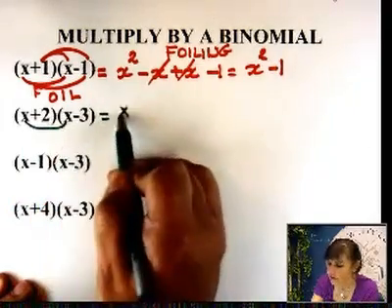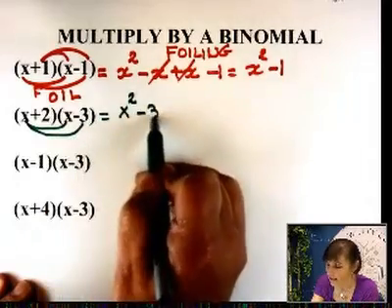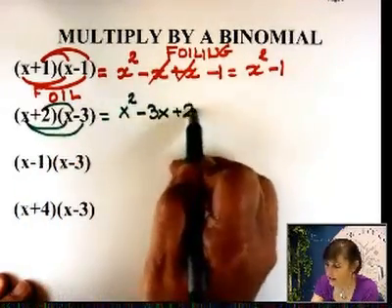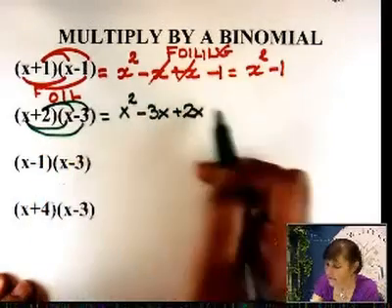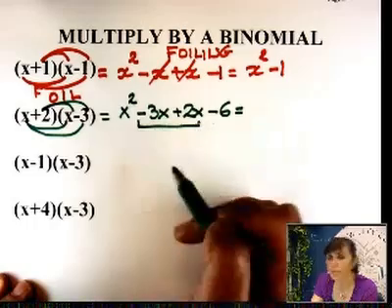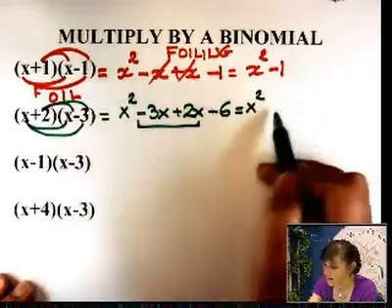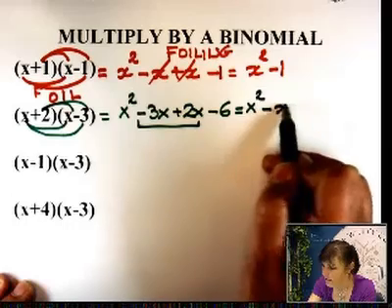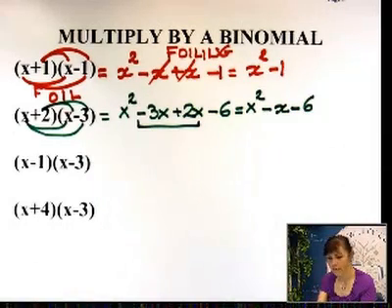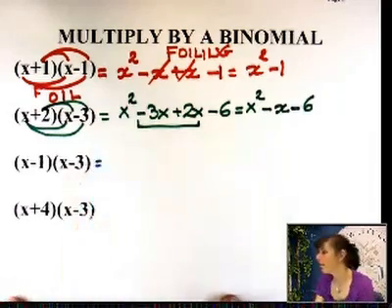First, x squared. O outer, that's negative 3x. Then inner, plus 2x. And last, that's negative 6. You go and you group the middle term. So you have x squared, negative 3 plus 2, that's negative 1, minus 6. Okay, next one, binomials.